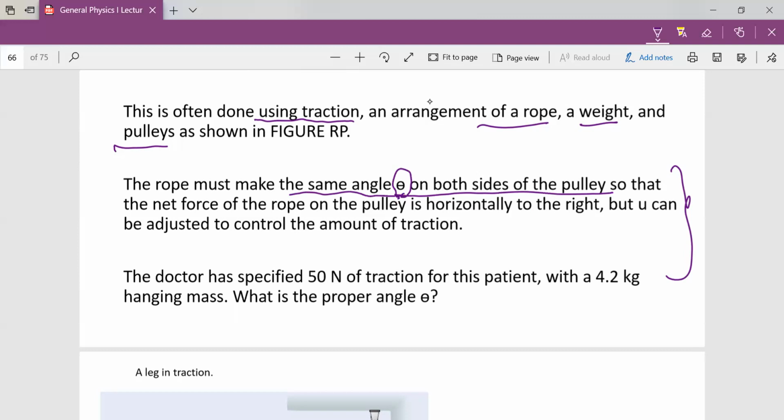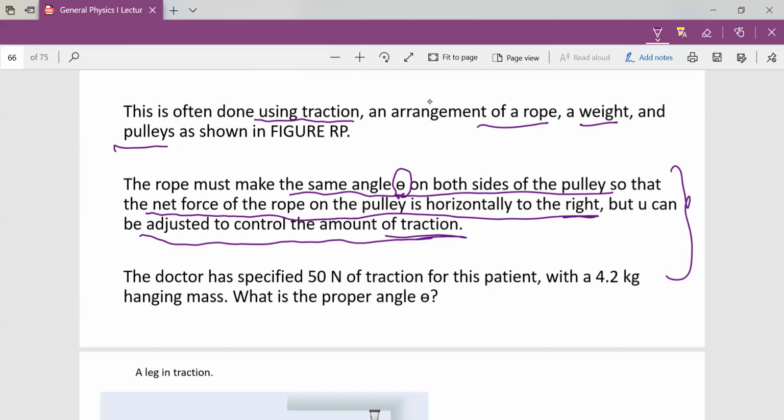Okay, so that the net force on the pulley will be on the horizontal, opposite to the position of the leg. But you can make adjustments on that angle to control the amount of traction, which is the force that can be applied in that system.